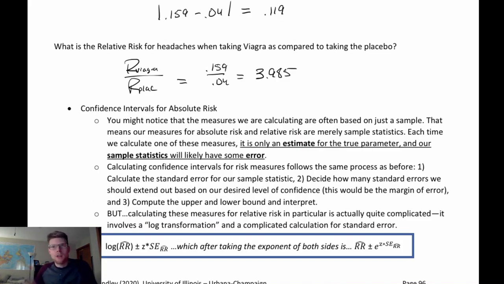So there's some stuff going on that we're not really going to worry about, but going on behind the scenes is what's called a log transformation of relative risk, and then a confidence interval is constructed, and then that calculation is reversed, and we take the exponent of the other side.